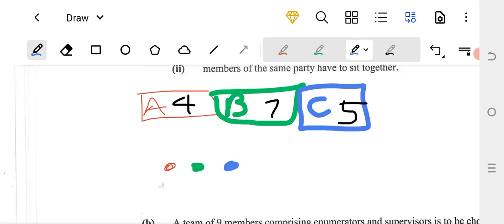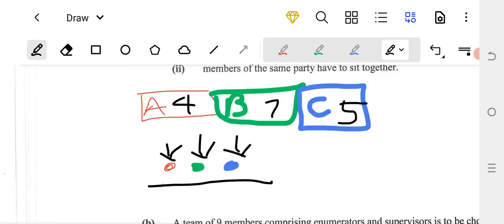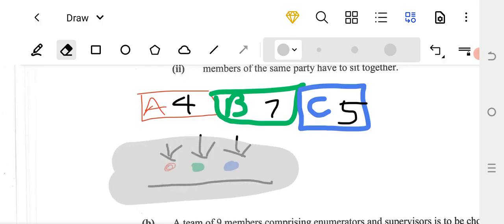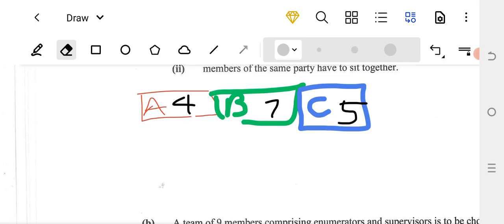So in this case, if this is a straight line, the first in the line is the red one, then the second one is the green one, then the third one is the blue one. So here the order matters. In mathematics, we can write 3 factorial. So 3 blocks can be arranged in 3 factorial ways.